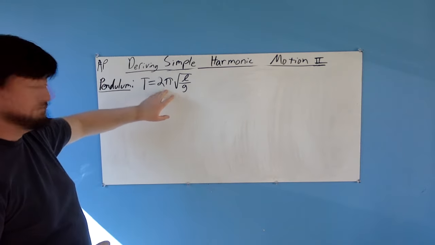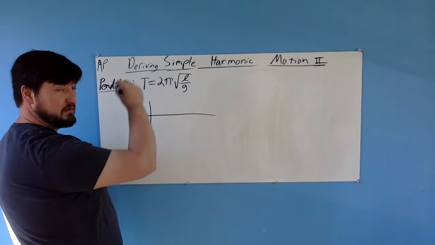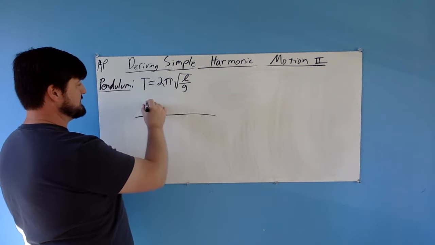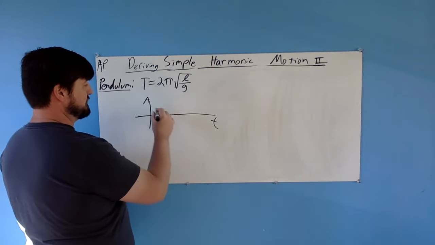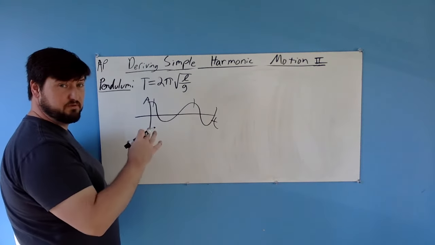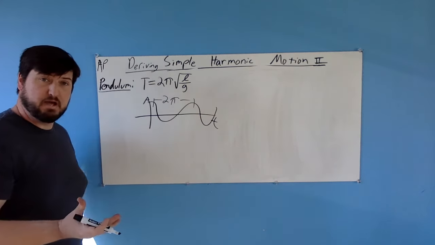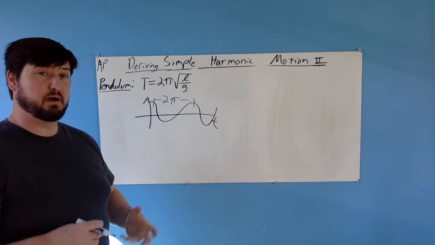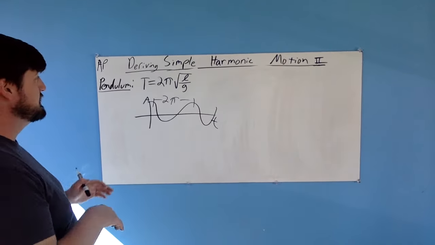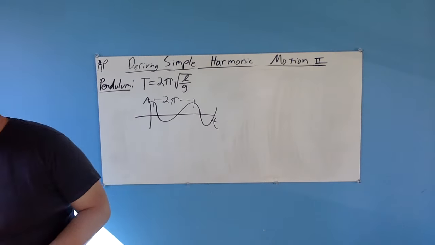So 2 pi, one full cycle. Remember, 2 pi here is not necessarily how many degrees you've gone through. If we're talking about amplitude over time, it's basically how many cycles you've gone through. So one full cycle, peak to peak, would be 2 pi. Okay? One full cycle is 2 pi radians. All right? So what we're going to do is talk about pendulums now.